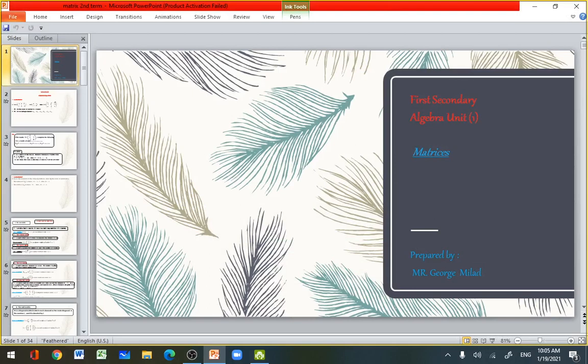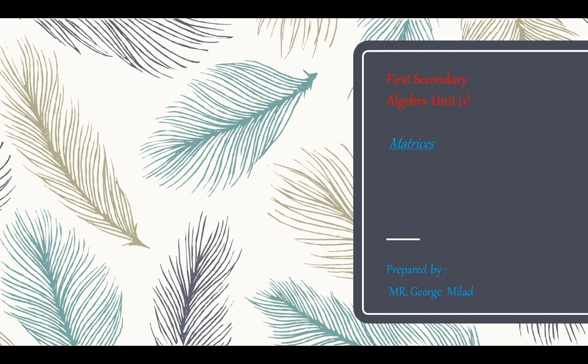First secondary, algebra, matrices, prepared by Mr. George Milad.